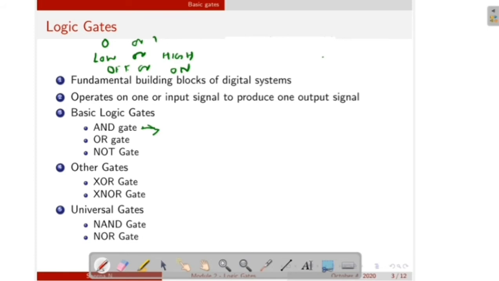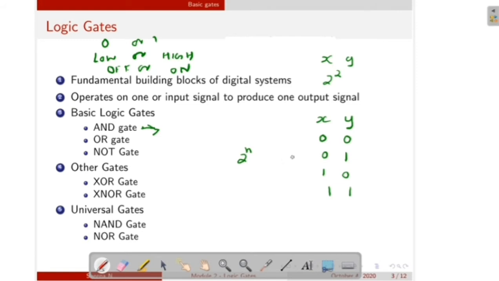If there are two inputs, then there are different combinations of inputs: 2 raised to 2 input combinations. Suppose x and y are the inputs, the different input combinations are 0 0, 0 1, 1 0 and 1 1. So if there are n inputs for a logic gate, there are 2 raised to n different combinations for the input. For each combination of the input, the gate produces a specific output.